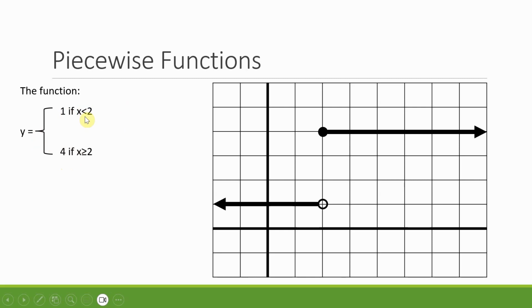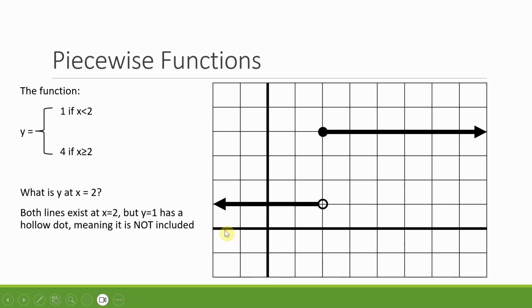If x is less than 2, not or equal to, but less than 2, then y is 1. And then at 2, it switches and becomes 4 at greater than or equal to 2. So at 2 it is 4, and anything greater than 2, y will be 4. So, as I had said earlier, the question you're going to get on the ACT if you see this is, what is y at x equals 2?